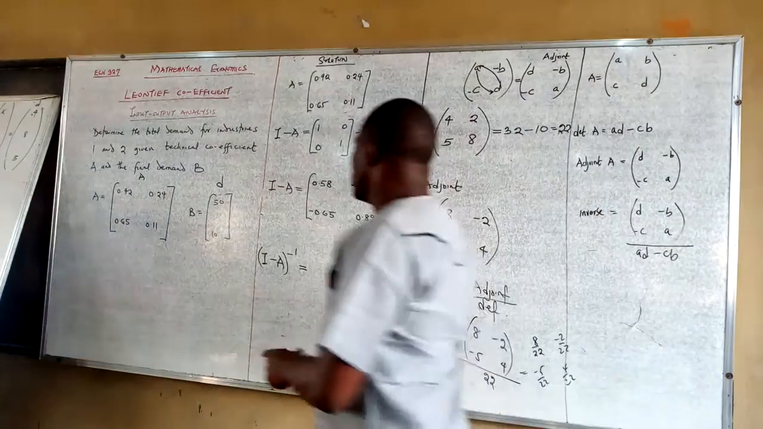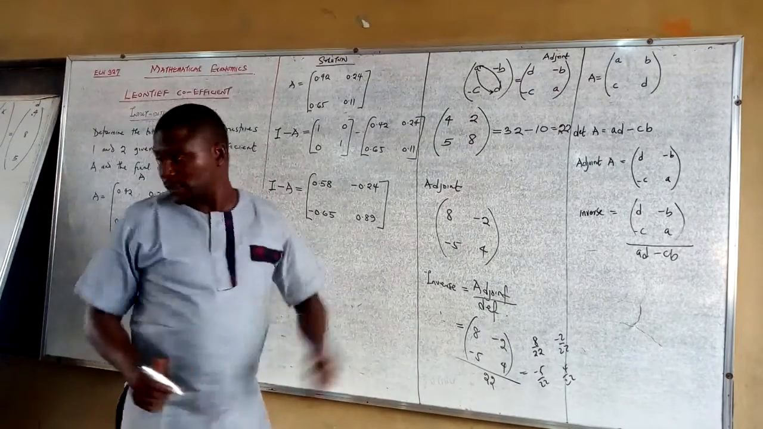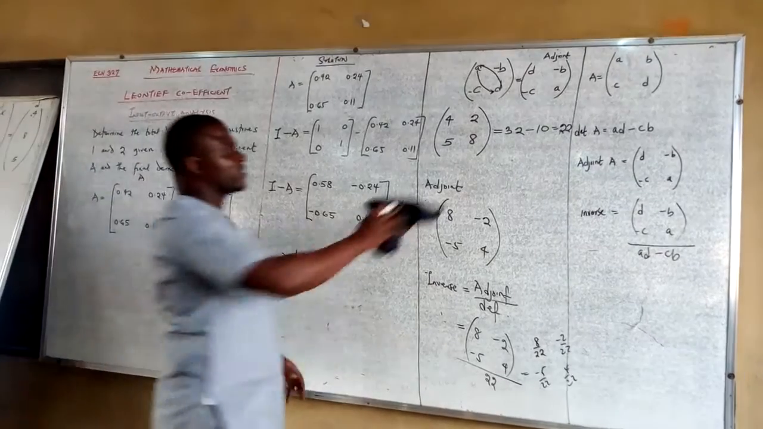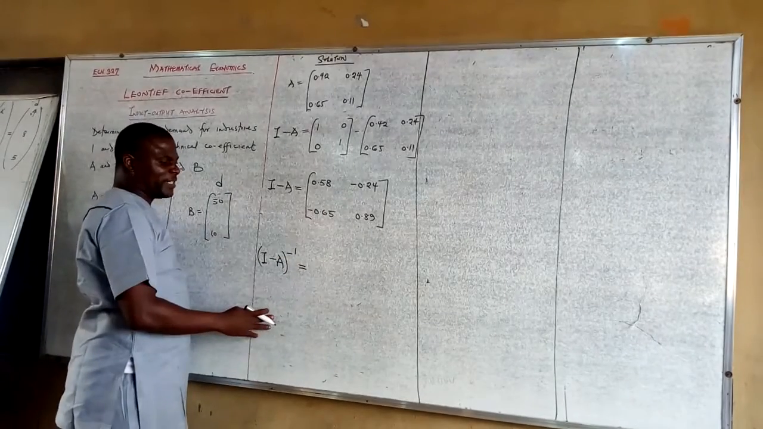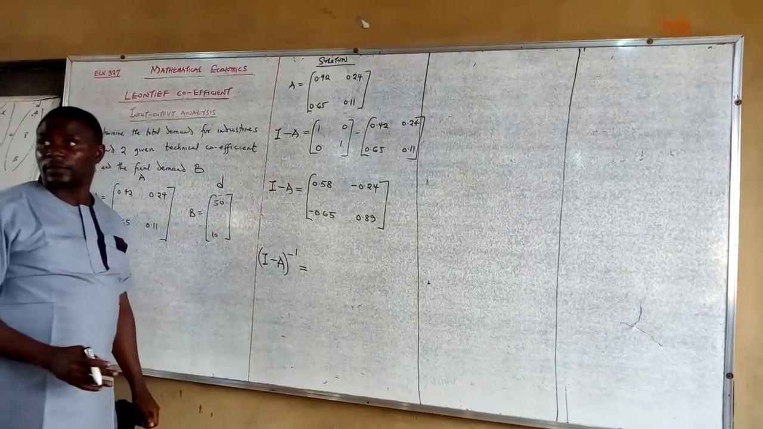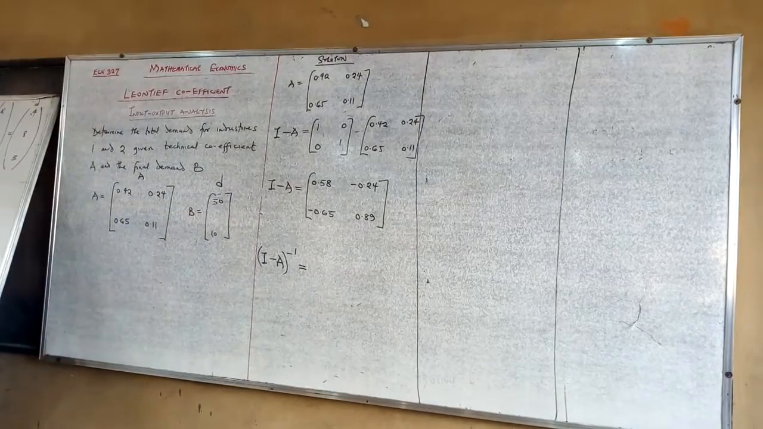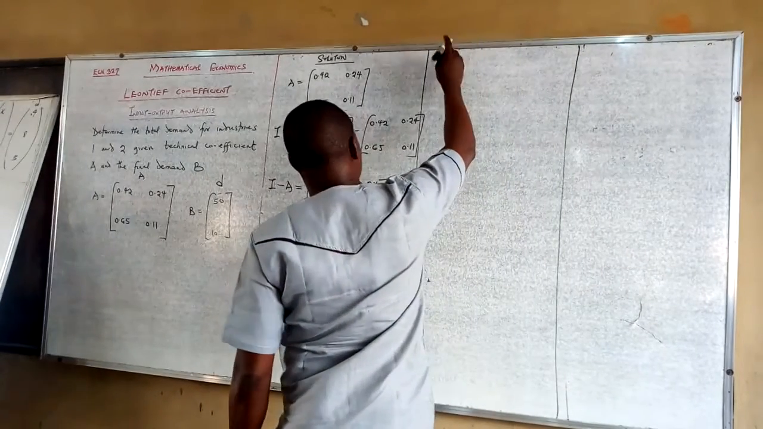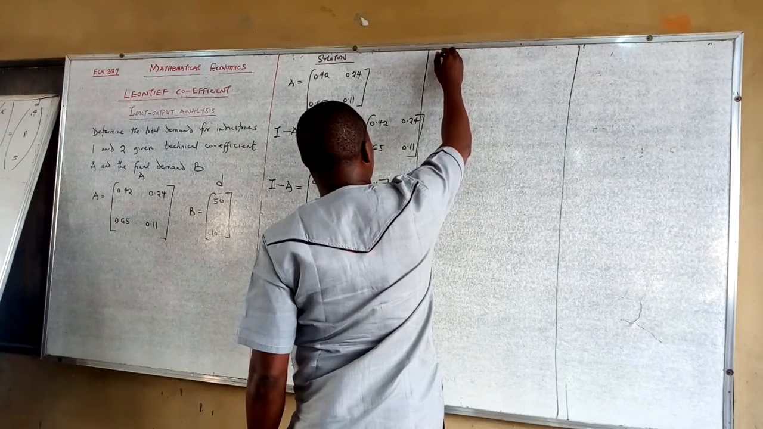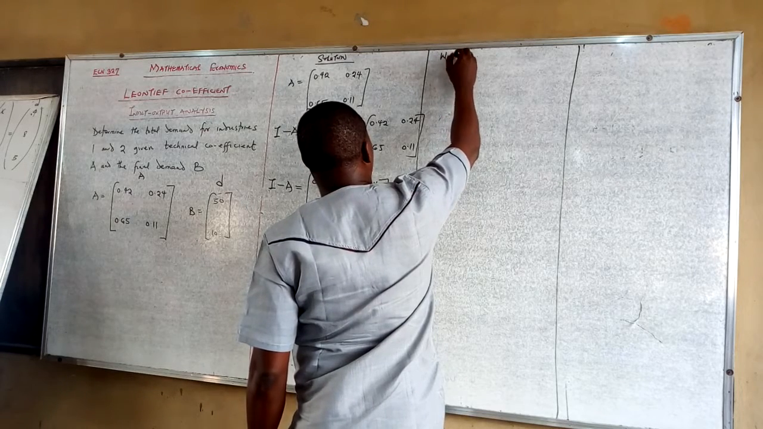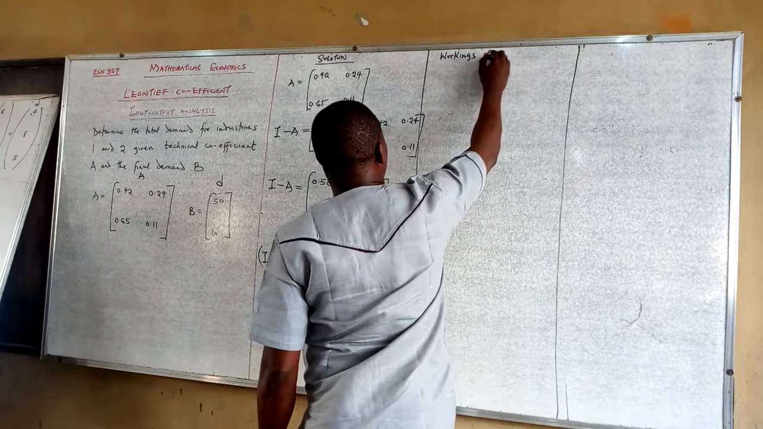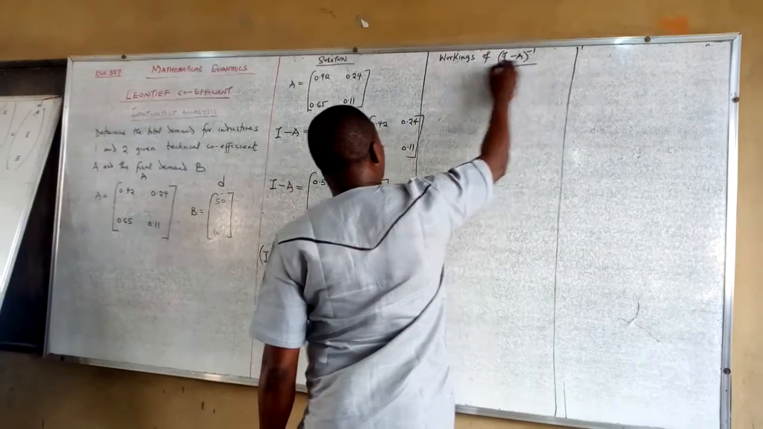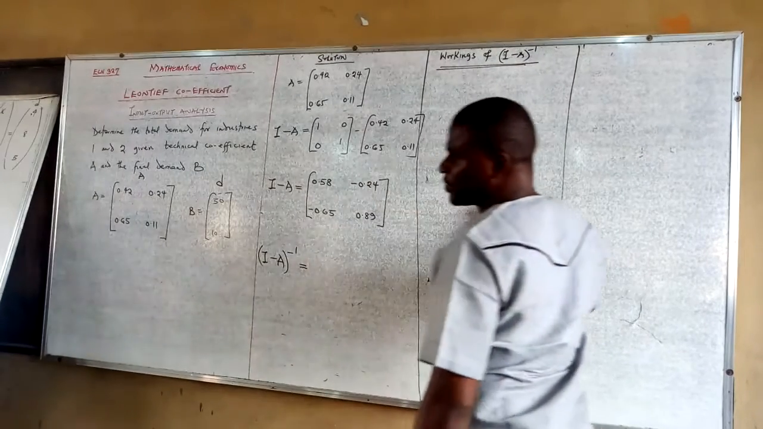So now, let me clean this. To find the inverse of I minus A, let's find the determinant first. Now I can see that, workings of I minus A inverse. Workings of I minus A inverse.